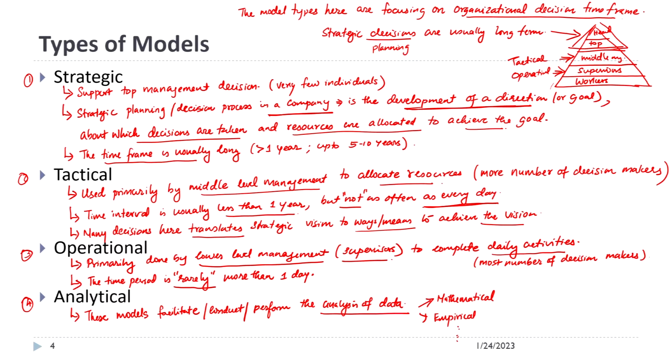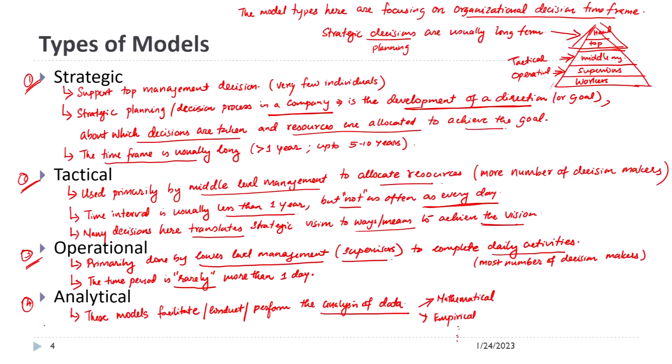So, if you look into this, the first one we talked about is the strategic models, and strategic models are supposed to take care of the strategic decision making process, the long term decision making process. Tactical models are the ones that are typically used by the middle level management, and what they do is they allocate resources, and the main aspect is it is supposed to achieve the tactical aspects, more than a day, within a year time frame decisions.